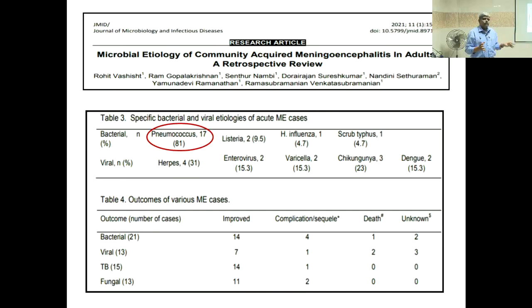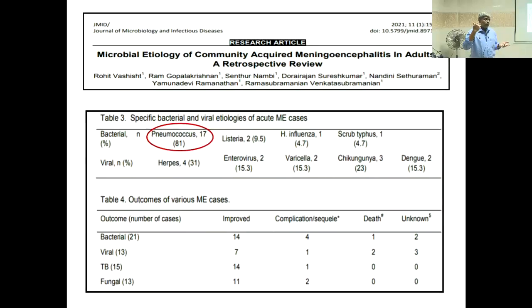This is our hospital data with respect to acute meningoencephalitis. All these patients had an abnormal CSF picture. These are not clinical diagnoses of acute meningoencephalitis. All of them had abnormal CSF consistent with meningoencephalitis. Look into it: the number one cause for acute meningoencephalitis in our hospital was pneumococcus. If we had done this study a decade ago, we would not have had pneumococcus as the number one pathogen. Why did we get pneumococcus as the number one pathogen?